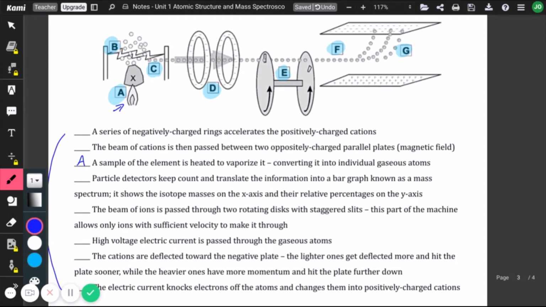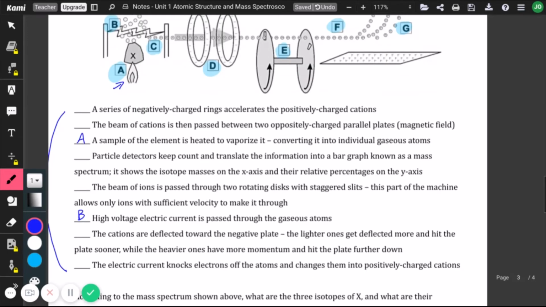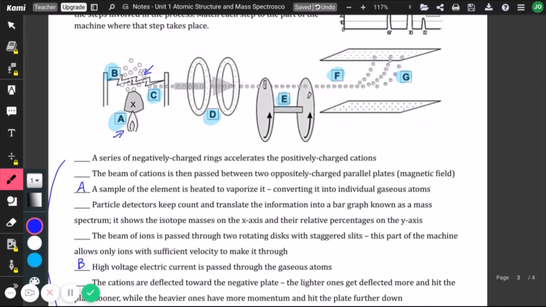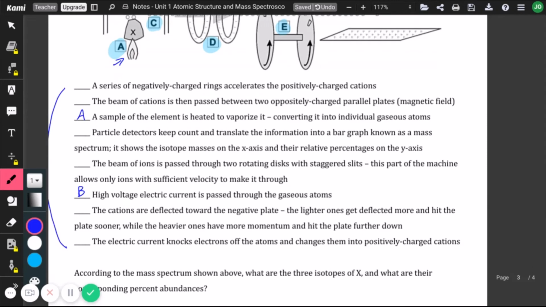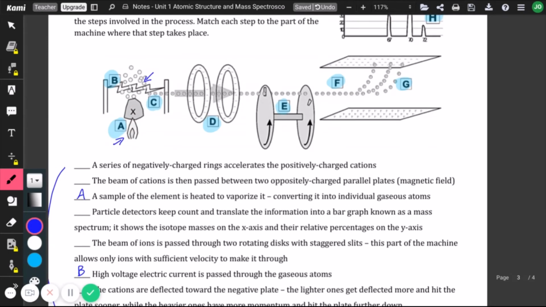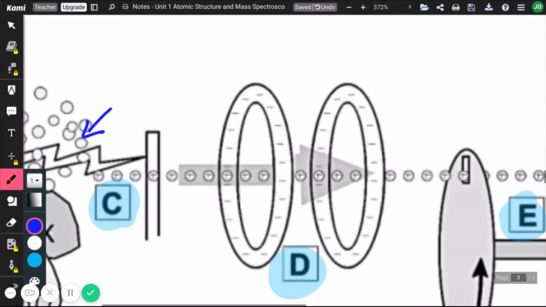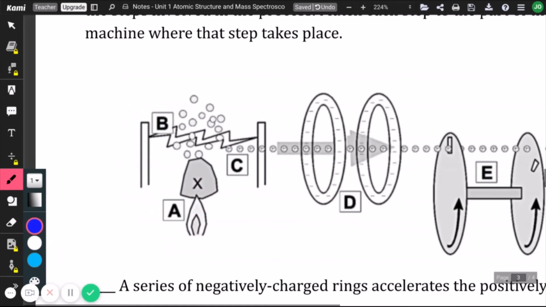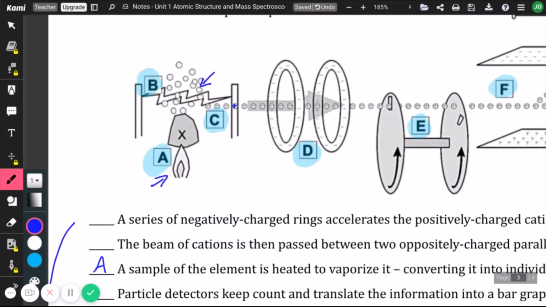Now, once we've done that, what's going on here in B? Well, a high voltage electric current passes through those gaseous atoms. That's what we see with this lightning bolt right here, that electric current passing through them. When it does that, it's going to knock off electrons and change them into positively charged cations. If you look very closely, you'll see that each one of these has a little positive symbol inside of it. So we've knocked off electrons, and we've made those positively charged now.